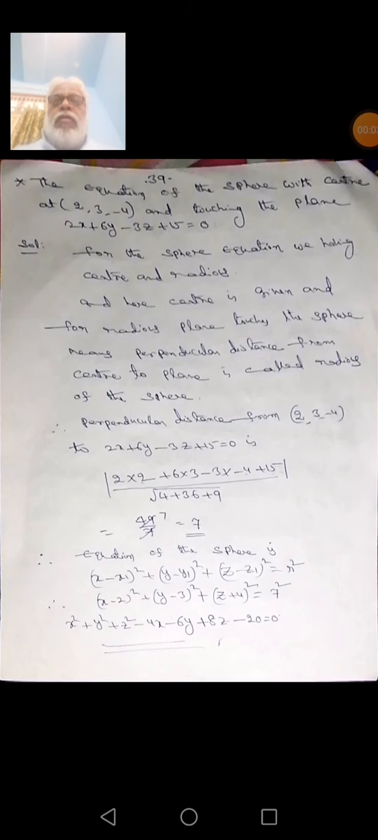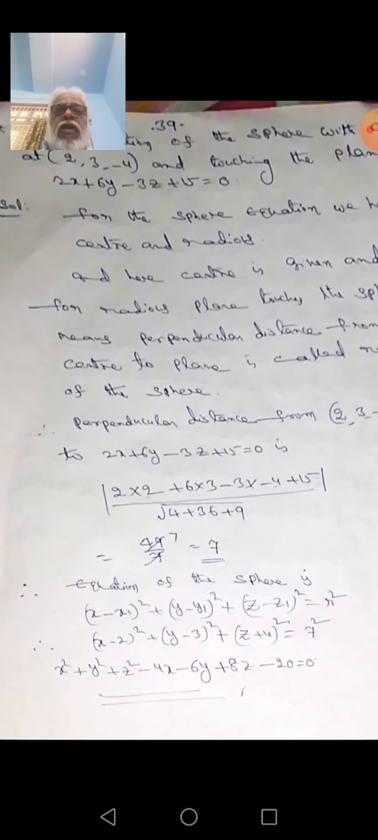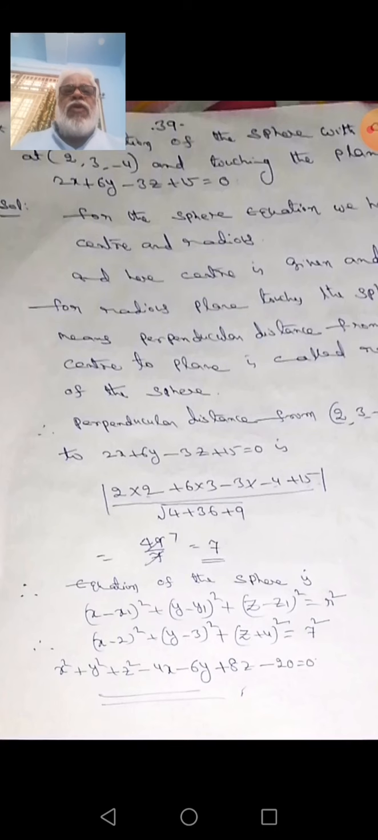Yes, this is the last topic, the last problem in sphere. First of all, we know what topics we can discuss in sphere. Already we have discussed them. Number one: when the center and radius are given, we can find the equation of the sphere by using the formula (x minus x1) whole square plus (y minus y1) whole square plus (z minus z1) whole square is equal to r square.